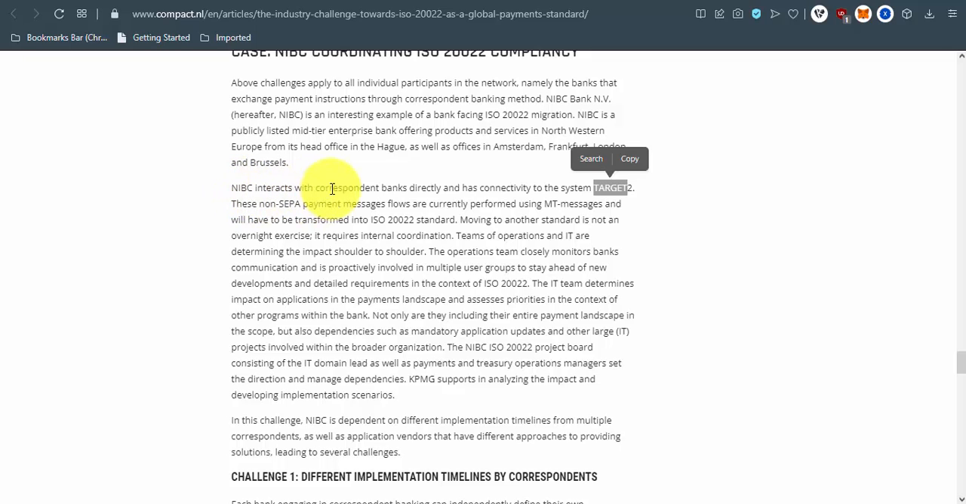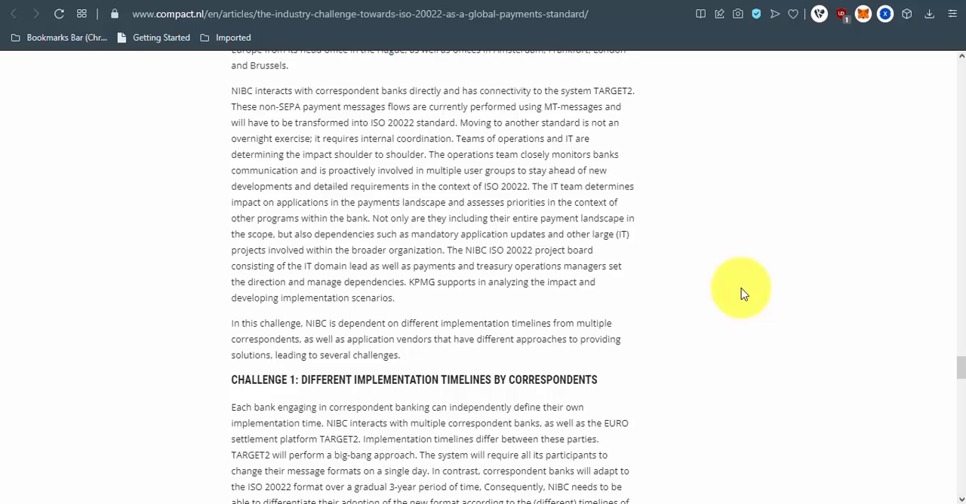So it's able to process payments for the correspondent banks via TARGET2, and all these payments could be cross-border, and they do it again through correspondent banking, as they're telling you here. So these non-SEPA payment message flows are currently performed using MT messages and will have to be transformed into the ISO 20022 standard. Exactly what I'm saying, guys. This is what I'm trying to tell people: the only thing that is changing is the messaging standard from MT to MX. Everything else is going to stay the same in November. They're still going to use correspondent banks. They're not transitioning over to XRP.